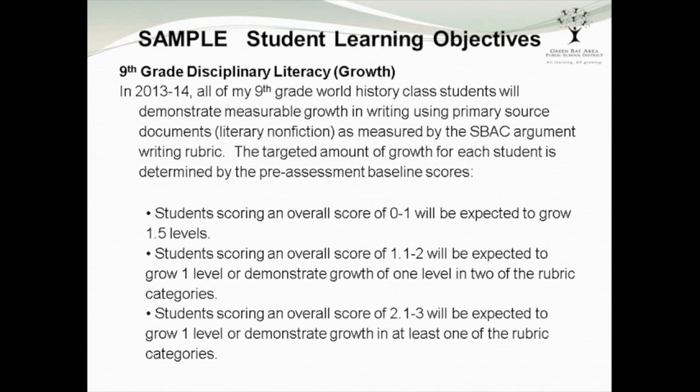Students scoring an overall score of 0 to 1 will be expected to grow 1.5 levels. Students scoring an overall score of 1.1 to 2 will be expected to grow 1 level, or demonstrate growth of 1 level in 2 of the rubric categories. Students scoring an overall score of 2.1 to 3 will be expected to grow 1 level or demonstrate growth in at least 1 of the rubric categories.